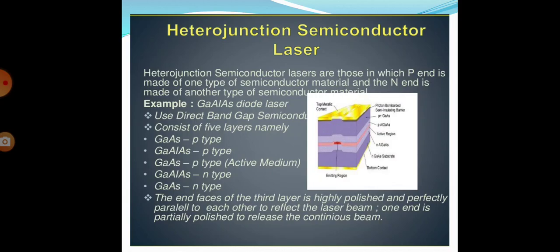The heterojunction semiconductor laser consists of 5 layers, namely gallium arsenide p-type, that is the upper layer, gallium aluminum arsenide p-type, and gallium arsenide p-type, that is the third layer, which acts as the active medium. The fourth layer is gallium aluminum arsenide n-type, and gallium arsenide n-type. The end faces of the third layer are highly polished and perfectly parallel to each other to reflect the laser beam. One end is partially polished to release a continuous beam.